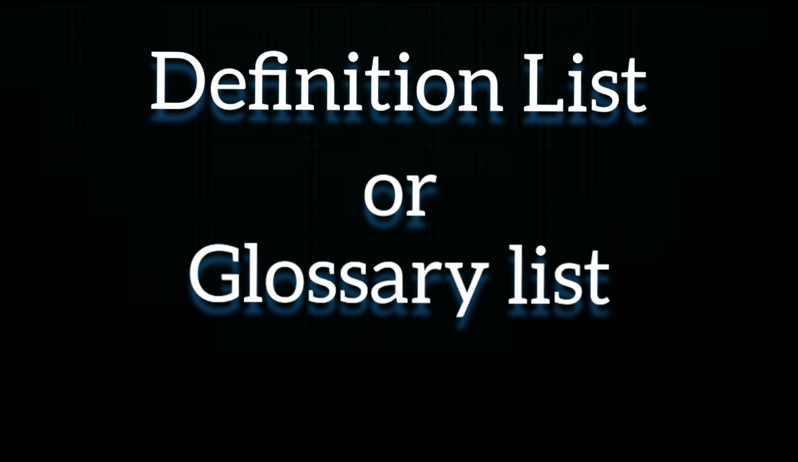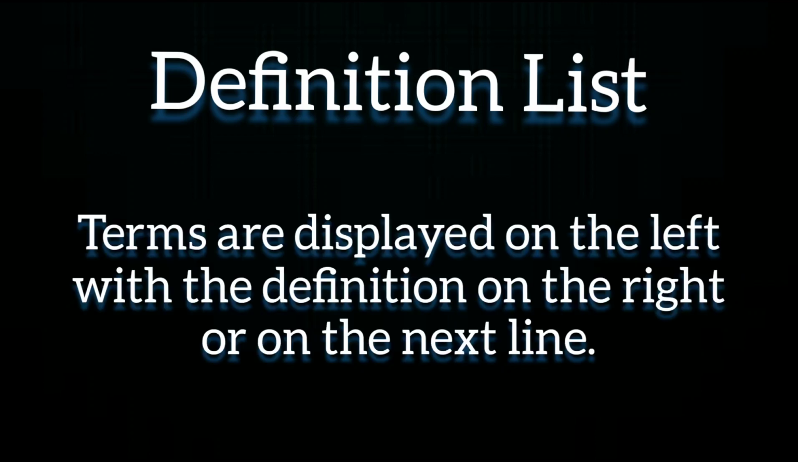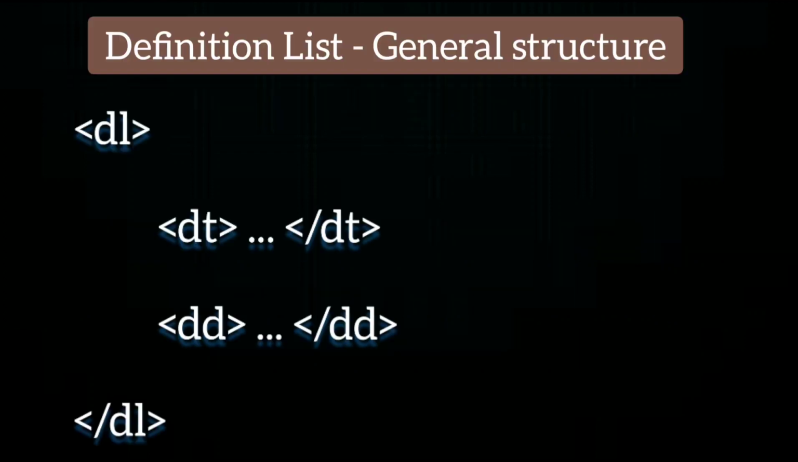Dear children, first we are going to learn how to create a definition list. So, a definition list consists of a list of terms and its definitions. Okay, so terms are displayed on the left side with the definition on the right or on the next line. Here we are using three main tags.